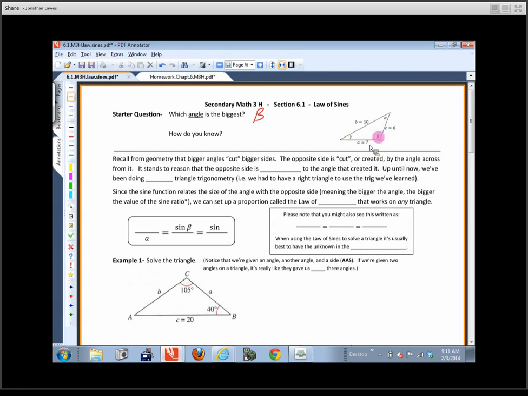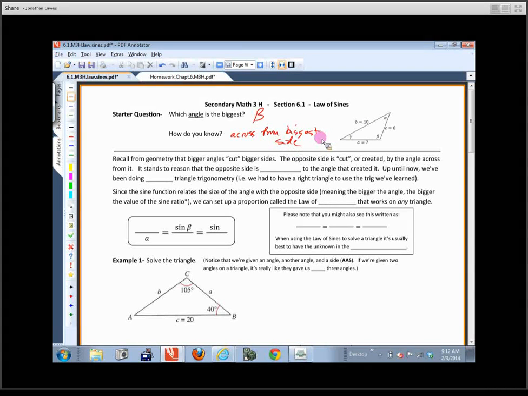If you'll notice, I've got side lengths of 6, 7, and 10. So the one that's across from the angle beta is the biggest side, so it will have been created by the biggest angle. So beta's got to be the biggest one because it's across from the biggest side. The larger the angle is, the larger the side that it's going to create across from it.